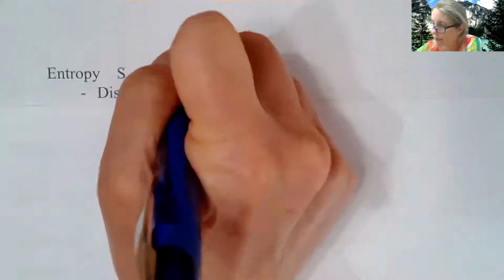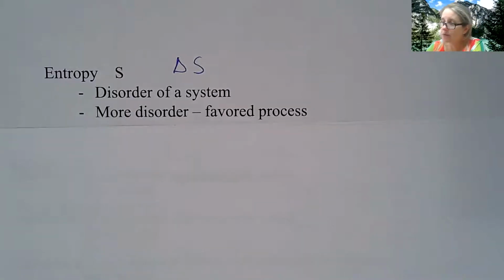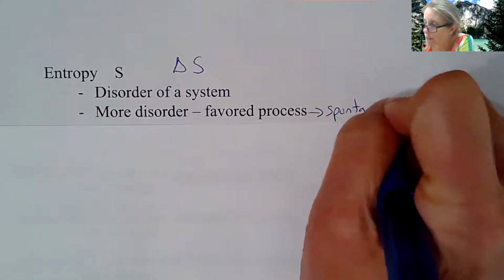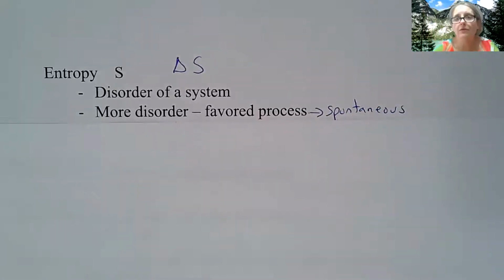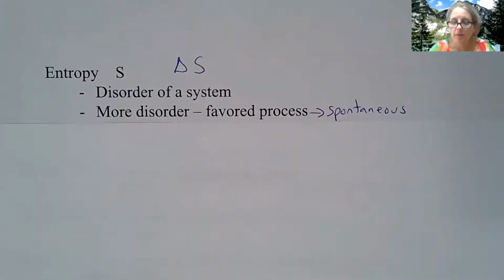It is disorder of a system. Of course, we're going to be looking at the change in S. How much does it change compared to beginning, the reactants, to the products? So similar to what we've done with thermo. It's disorder of the system, chaos of the system, however you want to explain it. It turns out the more disorder you have, the more favored the process is. And what we talk about is something called spontaneous. So if a process is favored in nature, it is spontaneous. So we're going to be using those terms as we go forward.